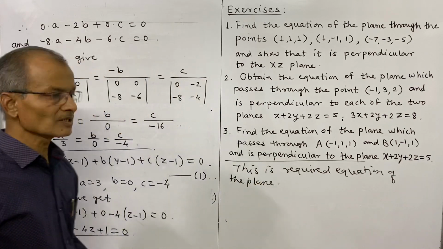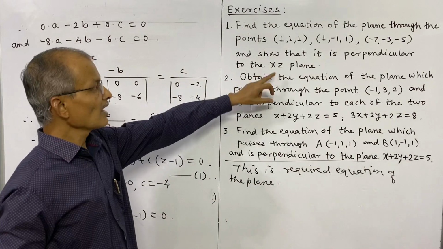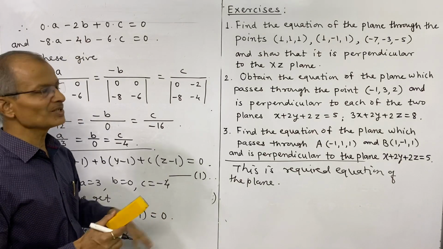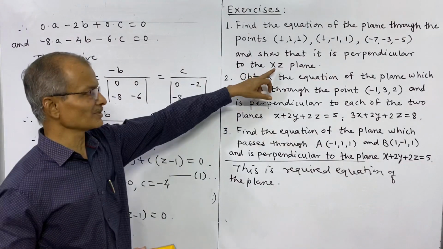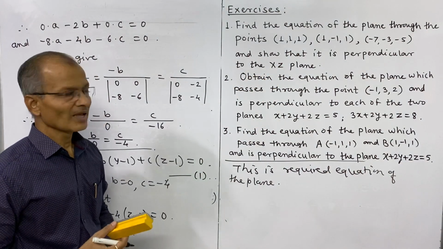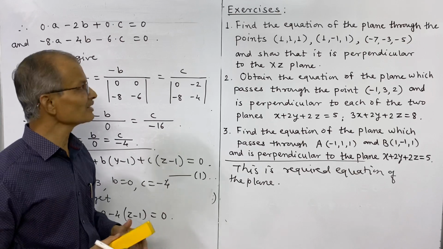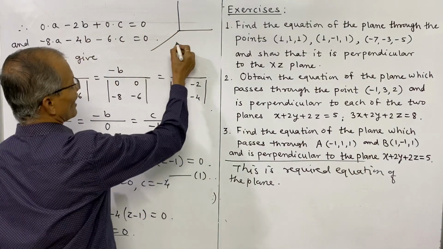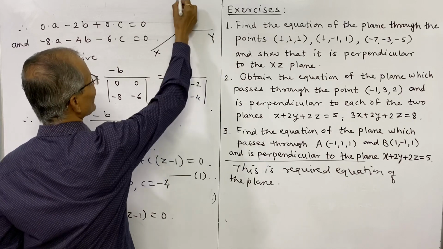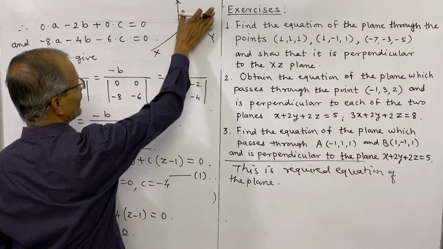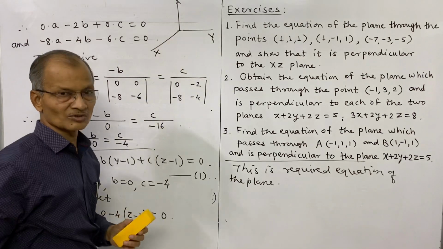Now how to show it is perpendicular to the xz plane? The equation of the xz plane is y equal to 0. In the xz plane, the y coordinate is 0. In the xy plane, z coordinate is 0. So these are the planes you see. If this is x and y and this is z, then the yz plane is the plane in which the x coordinate is 0.